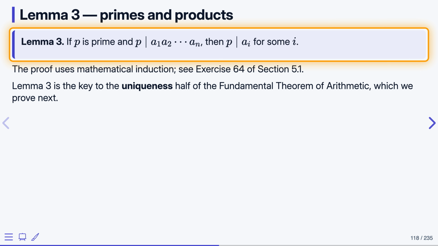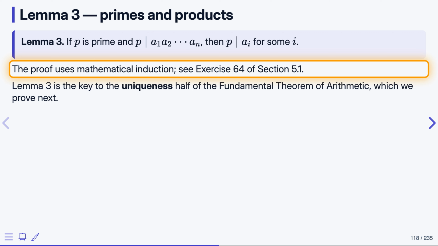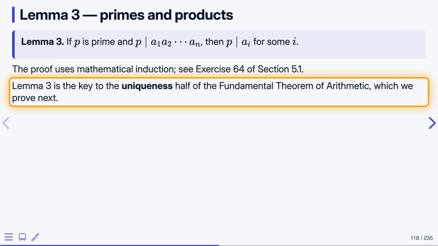Lemma 3 is about primes. If a prime P divides a long product, a 1 times a 2 up to a n, then P must divide at least one of the factors on its own. A prime cannot be spread thinly across several factors. It has to land whole inside one of them. The proof uses mathematical induction, which we meet in Chapter 5, so we leave it to exercise 64 there. But remember this lemma. It is the key to proving that prime factorization is unique, and that proof is next.